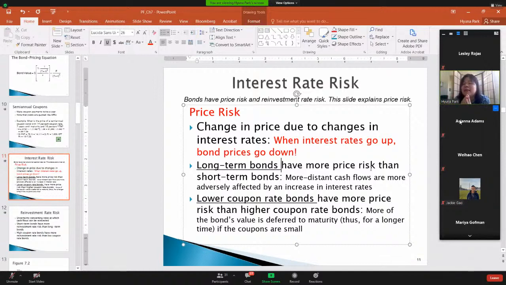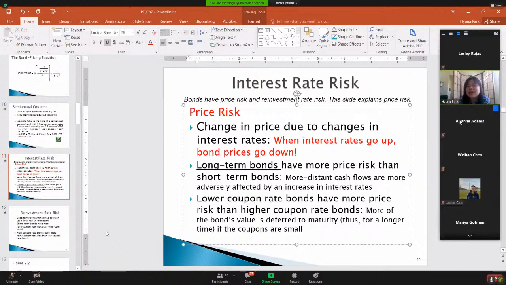short maturity bonds. That's why lower coupon bonds have more price risk. Lower coupon bonds are more vulnerable when interest rates change. So that's the reason. Any questions so far? In short, long-term bonds and lower coupon bonds have more price risk than others. So this is about the price risk component of interest rate risk.